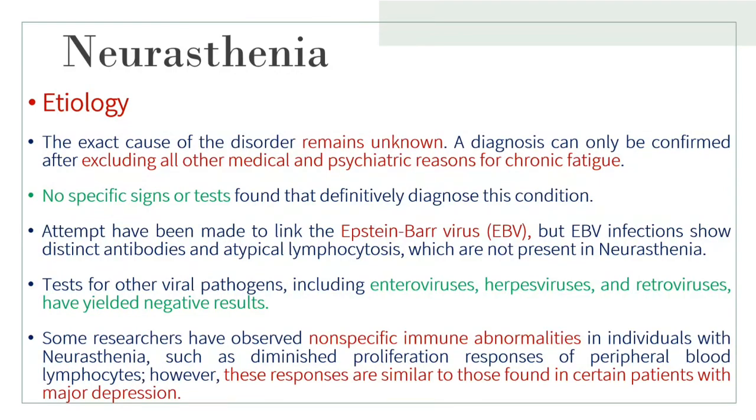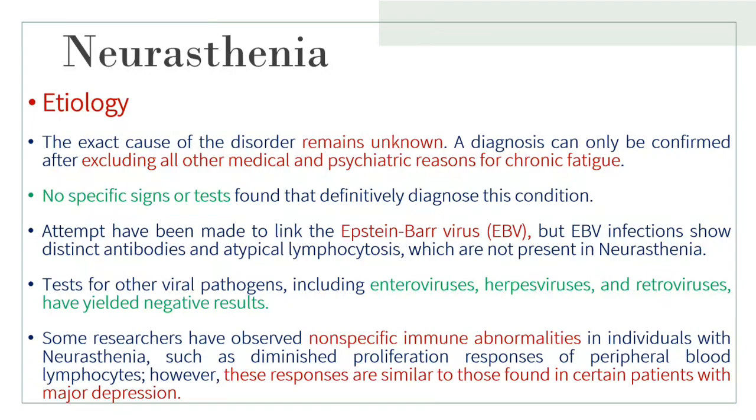The exact cause of the disorder remains unknown. Etiology: the diagnosis can only be confirmed after excluding all other medical and psychiatric reasons for chronic fatigue. So this is a diagnosis of exclusion. No specific signs or tests have been found that definitely diagnose this condition. Attempts have been made to link the Epstein-Barr virus, but Epstein-Barr virus infection shows distinct antibodies and atypical lymphocytosis, which are not present in neurasthenia. Tests for other viral pathogens like enterovirus, herpes virus, retroviruses have yielded negative results in studies regarding association with neurasthenia.